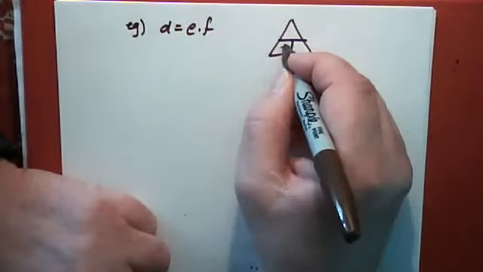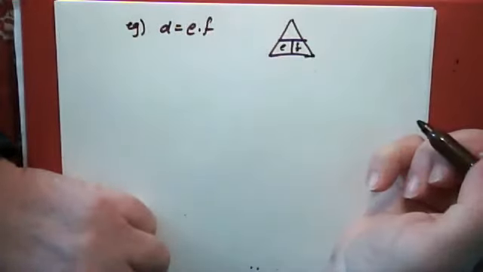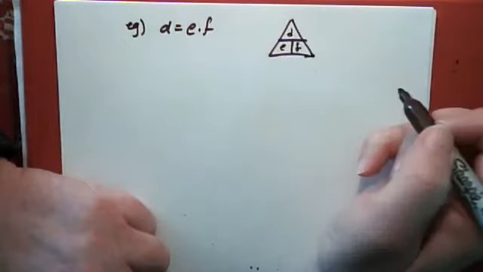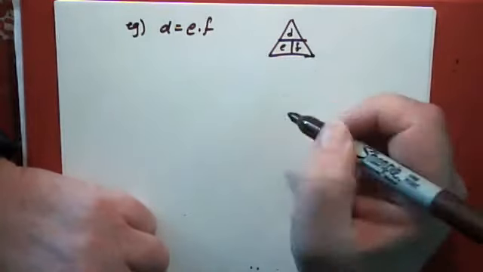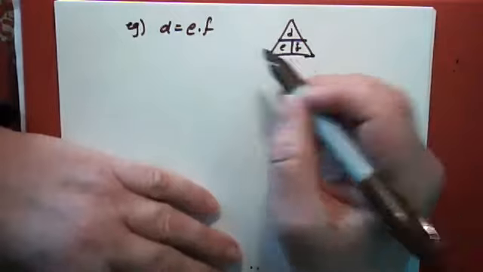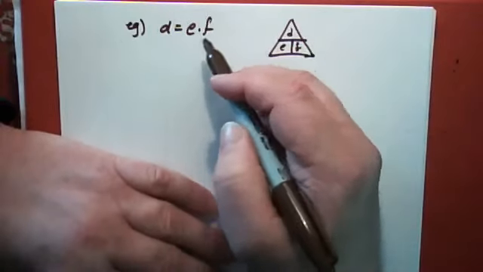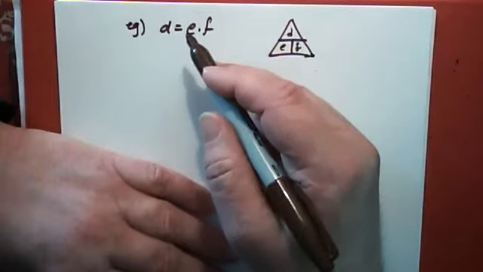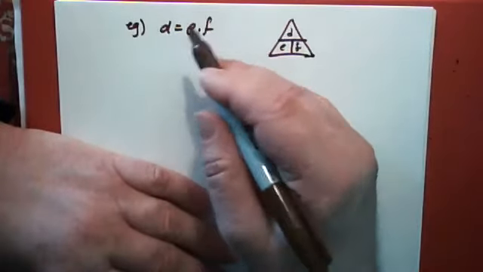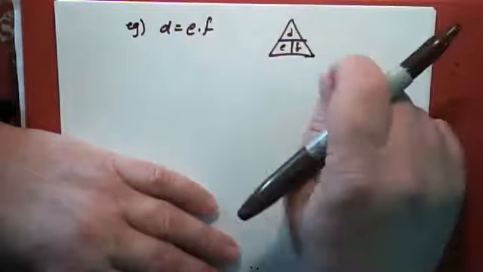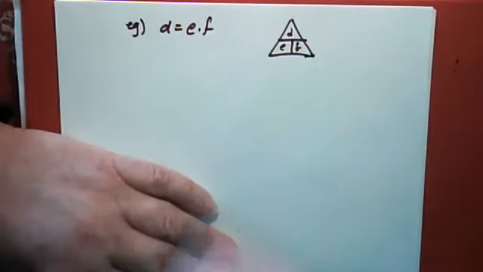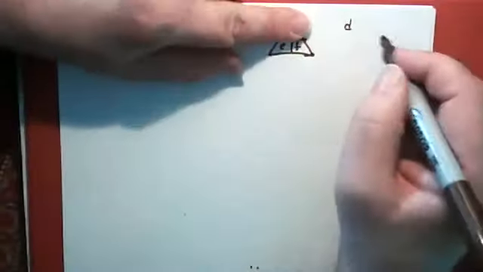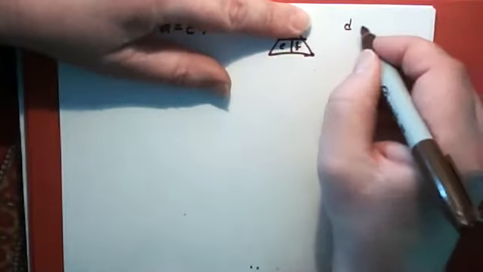E times F means they have to be next to each other on the bottom, and D would be on top. Okay, so very often you look at the right-hand side of the equation, the things that are actually multiplied or divided together, you decide where they go, and then the other thing goes in the empty space. So we now know that D is equal to E times F.